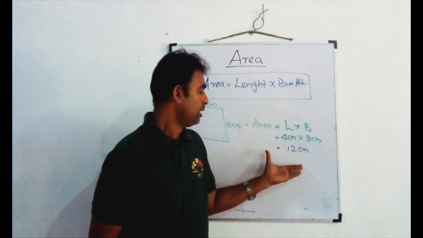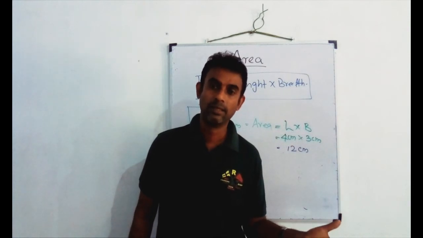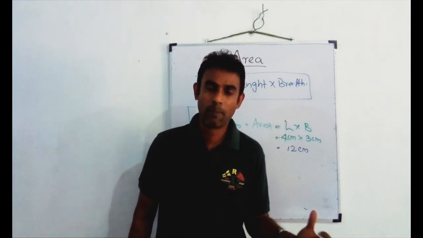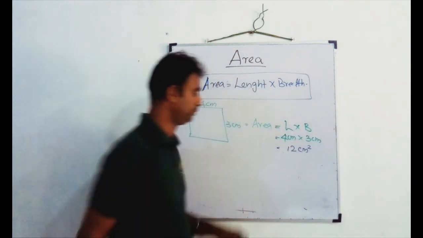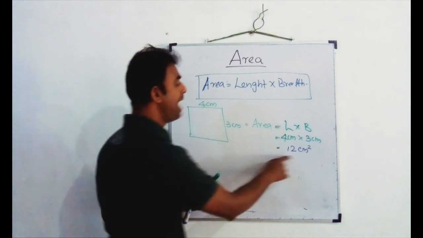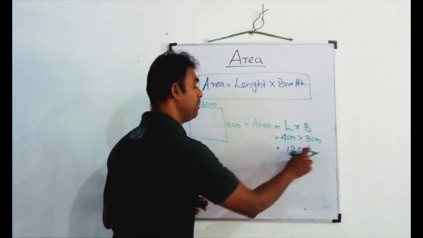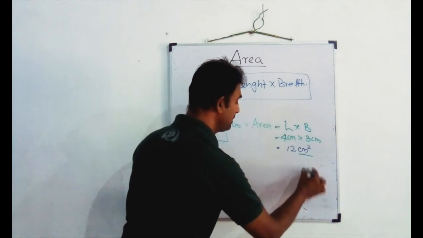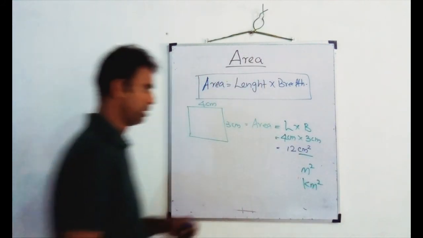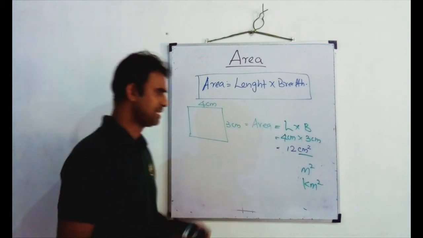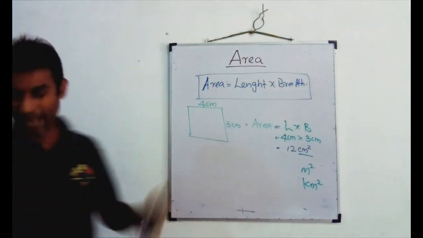We express area as square meters, square centimeters, or square kilometers. We pronounce it square, and we use the symbol cm squared. We call this 12 square centimeters. We use this symbol, cm squared. This one is square meters, and this one is square kilometers. That is the index here: cm multiplied by cm, square cm. You can study it next.